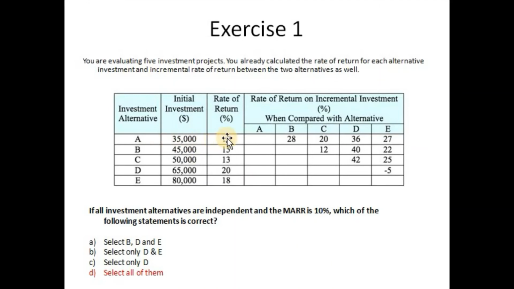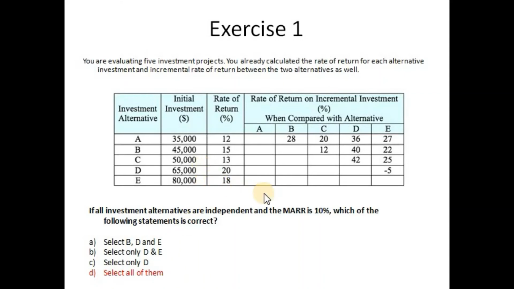So A has an IRR of 12%, greater than the MAR. B, 15, greater than 10, 13, 20, 18. So you see all of these alternatives have their IRR, rate of return, greater than the MAR. So this means that I can do them all. Okay, if I look at the options, you will see that we have the option of select them all.